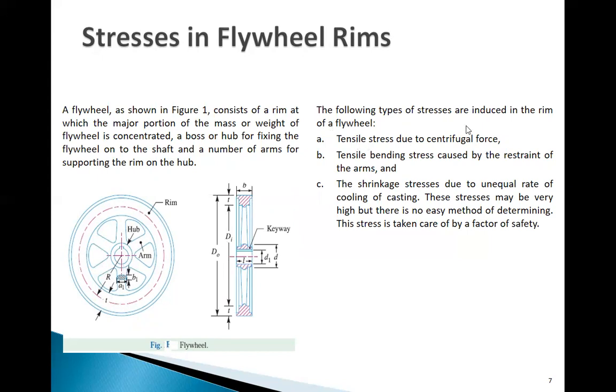So the following types of stresses are induced at the rim of the flywheel. A, tensile stresses due to centrifugal force. B, tensile bending stress caused by the restraint of the arm. Very good job. C, shrinkage stresses due to unequal rate of cooling of the casting. These stresses may be very high, but there is no easy method of determining them. This stress is taken care of by a factor of safety.